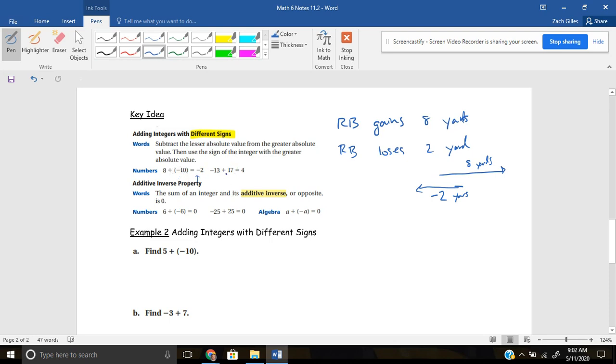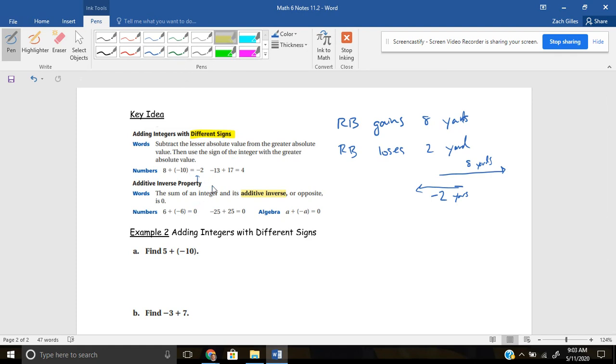Same here. 13 is the lesser absolute value, so you'd subtract that from 17. So 17 minus 13 would give you 4. And then take the sign of the number with the greater absolute value. Well, 17 has a greater absolute value, and it's positive, so our answer gets a positive. That might sound rather confusing right now, but we'll get a bunch of practice with it.